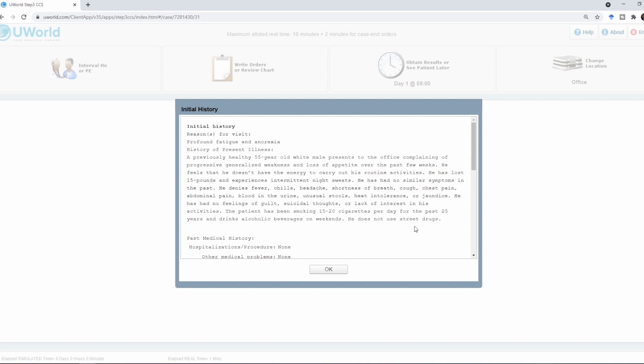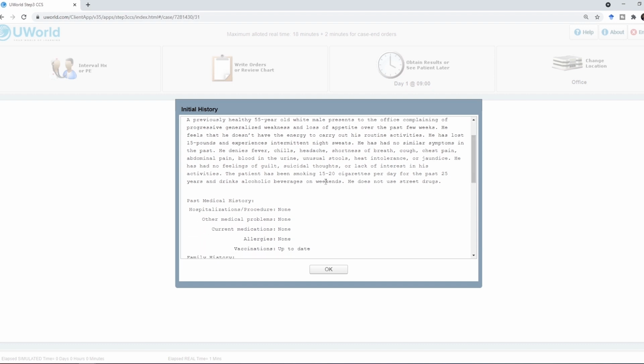So from reading this initial history, we can think of cancer as a potential diagnosis, infectious causes, autoimmune causes, and depression. But since the patient doesn't have suicidal thoughts, guilt, or lack of interest, probably depression is not high on the differential. The patient is smoking, losing weight, and has fatigue, so cancer is probably the highest on the differential for this case.